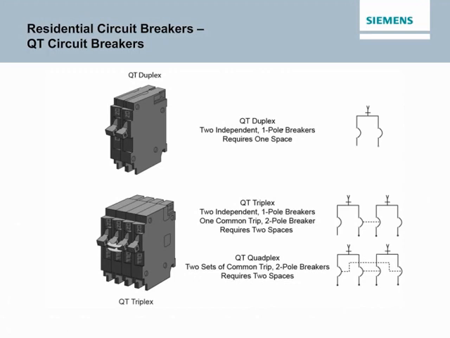This unit plugs into one load center stab and requires one panel space. Type QT circuit breakers are also available in triplex and quadplex configurations. QT triplex incorporates a 2-pole circuit breaker for 120/240 volt circuits and two independent 1-pole circuit breakers for 120 volt circuits. QT quadplex incorporates two common trip 2-pole circuit breakers for 120/240 volt circuits. Each QT quadplex or QT triplex circuit breaker requires two panel spaces.